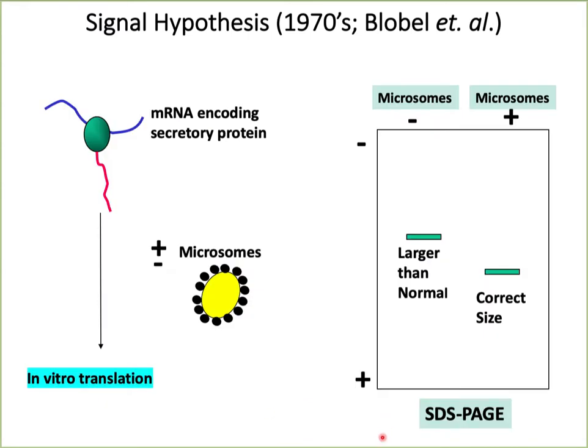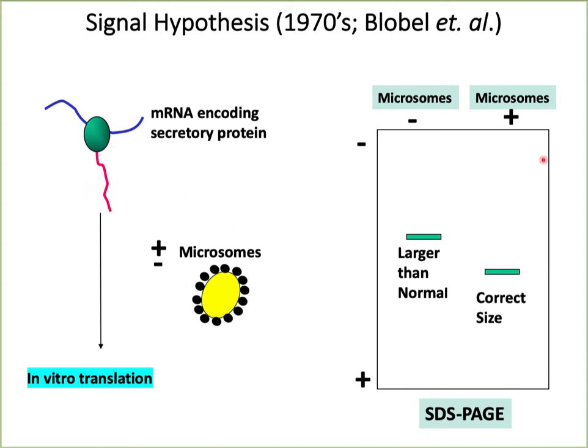So here is one of the experiments that Günter Blobel did to support the hypothesis that there was some kind of signal sequence on the N-terminus of the secretory protein. What he did was take the messenger RNA encoding the secretory protein and allow in vitro translation in a test tube to occur in either the presence or absence of microsomes. And he resolved them by SDS-PAGE, or polyacrylamide gel electrophoresis. So he ran these two samples: one is the protein with the microsomes, and another the protein without any microsomes.